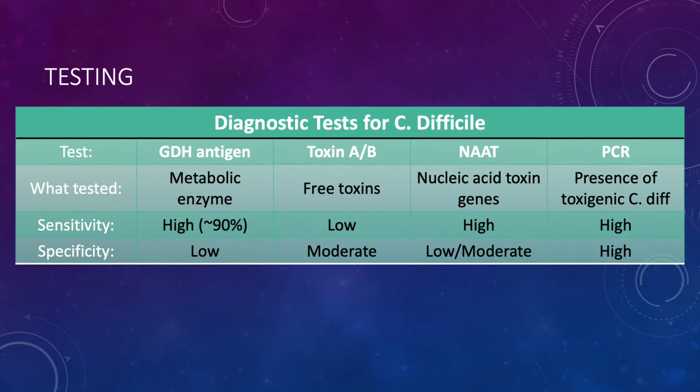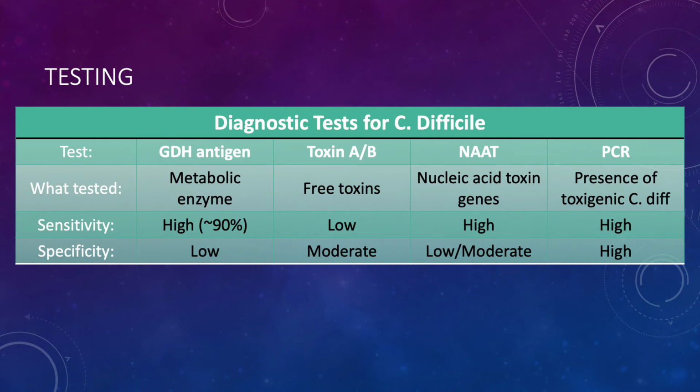And many labs now use newer tests such as the GDH antigen testing, which tests the metabolic enzyme, or we use the PCR, which is the polymerase chain reaction technology. Leukocytosis, hypoalbuminemia, and fecal leukocytes are nonspecific but suggestive of a C. diff infection. So we use these tests in order to determine if the patient is positive for C. diff and if we need to start giving them treatment for it.